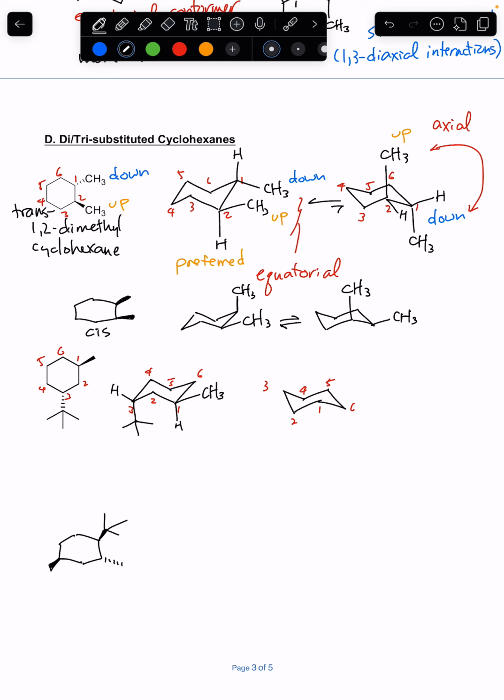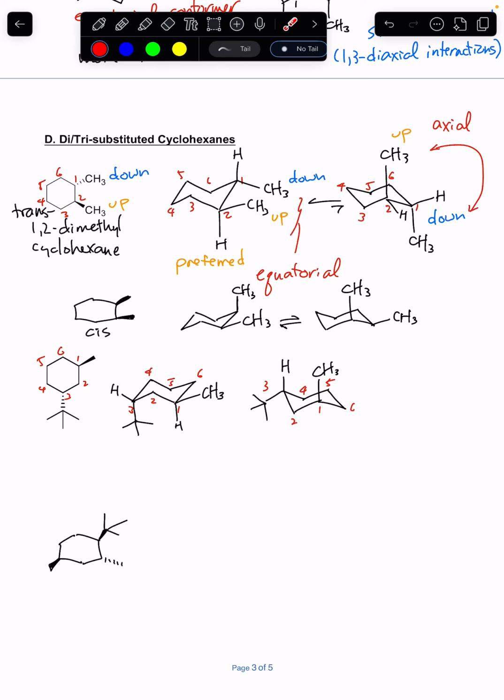So at carbon number 1, we have a methyl group up. So this is now axial, which is bad, but at carbon number 3, the t-butyl group now would be axial. This would be parallel to that bond. You know you're drawing something wrong if there's no parallel partner in the structure, okay? And then the hydrogen here would be up axial.